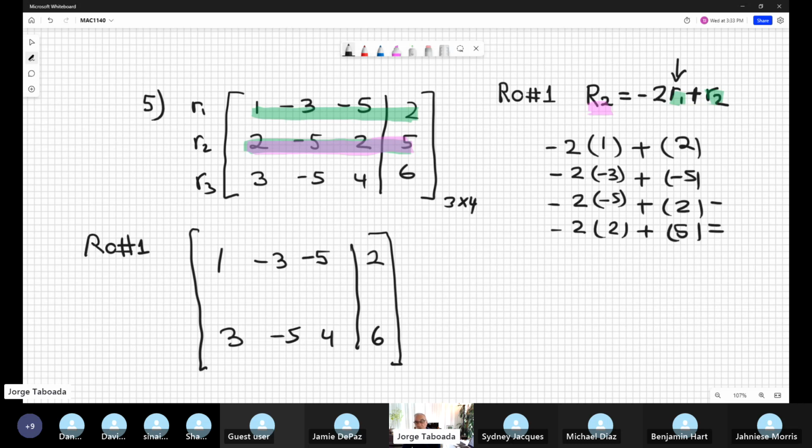And you perform this operation one by one. It's obvious that the first one is 0, no? Because negative 2 times 1 is negative 2, and negative 2 plus 2 is 0. Negative 2 times negative 3 is positive 6, and positive 6 minus 5 is 1. And negative 2 times negative 5 is positive 10, and 10 plus 2 is 12. And negative 2 times positive 2 is negative 4, plus 5 is 1. So you copy 0, 1, 12, and 1.